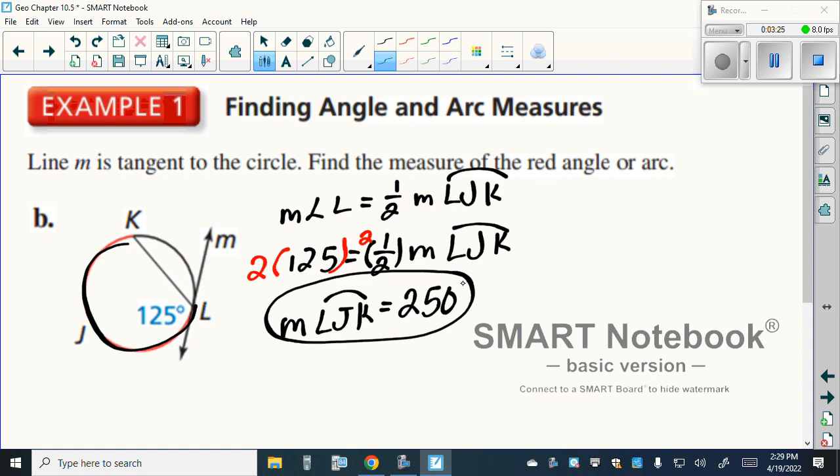So with this here, if we're given the angle, we can multiply it by 2 to get to the arc.